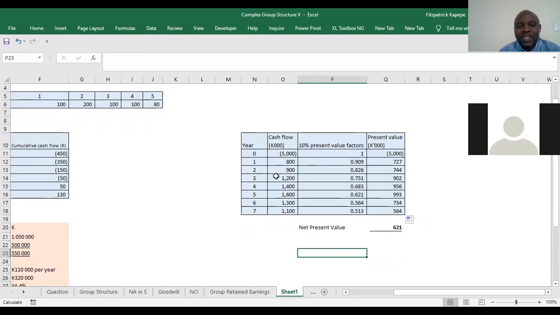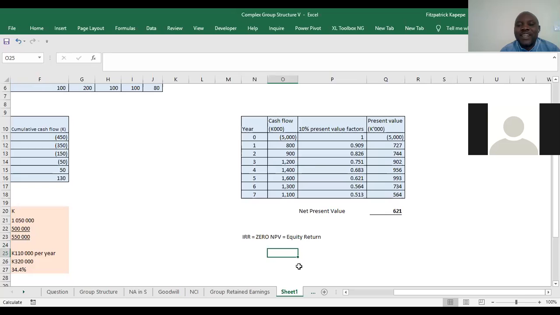From there now, guys, you will be required to calculate your internal rate of return. Your IRR, I repeat, your IRR equals to 0 NPV, equity return. So your internal rate of return ideally is supposed to be higher than the cost of capital. Get it right, guys. And the formula is very easy.